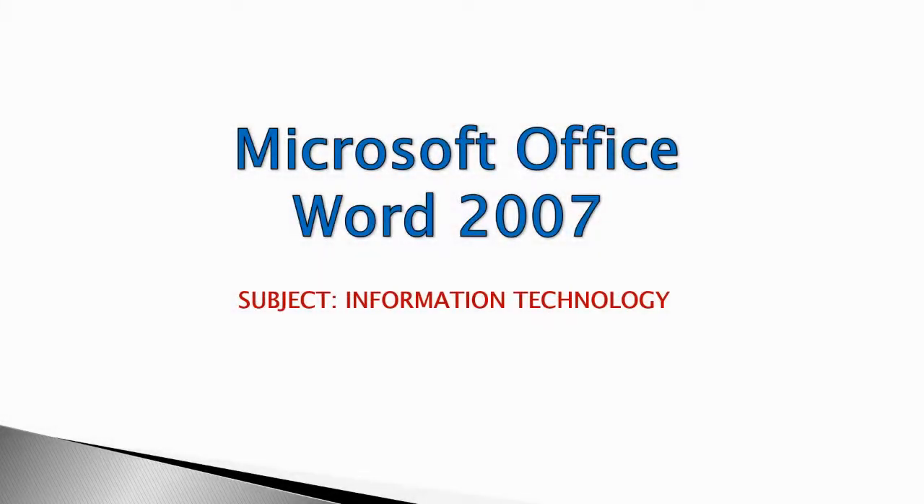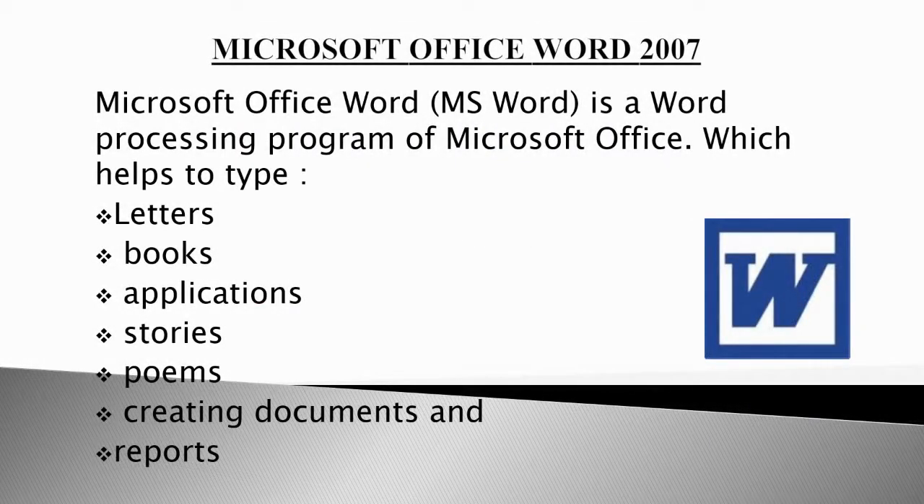Hello students. Today we will be learning about Microsoft Office Word 2007. Students, can you tell me what is Microsoft Office Word 2007? Microsoft Office Word 2007 is a word processing program of Microsoft Office, which helps us to type letters, books, applications, stories, poems, creating documents, and making report.